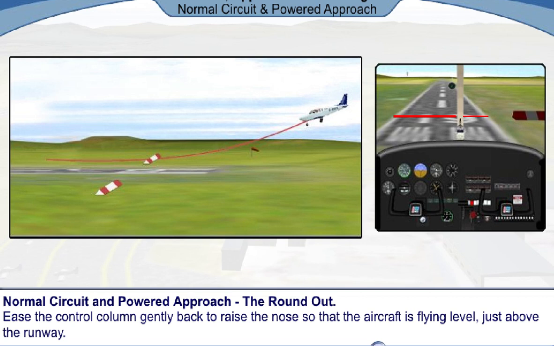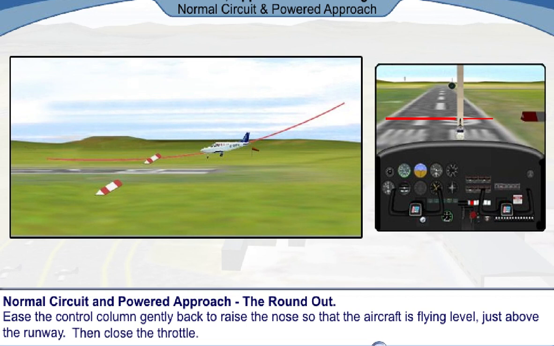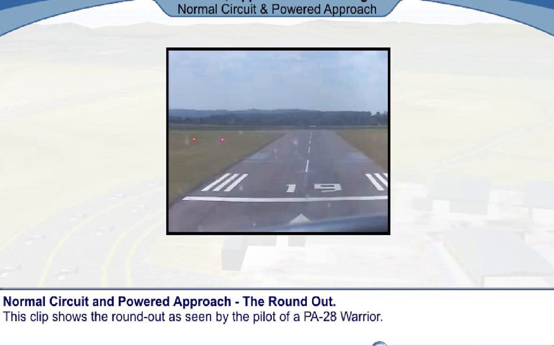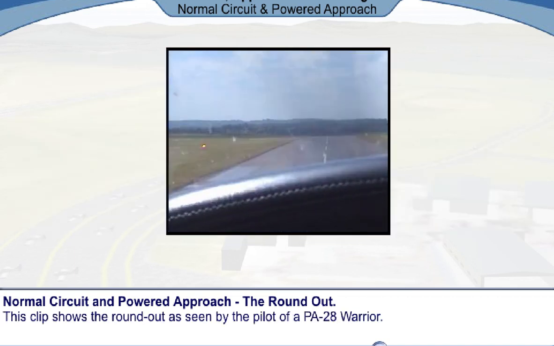To round out, ease the control column gently back to raise the nose so that the aircraft is flying level just above the runway. And, at the same time, close the throttle. During this stage, it's essential that you look well at the runway to gain a general impression of your proximity to the ground. This clip shows the round out as seen by a Warrior pilot.